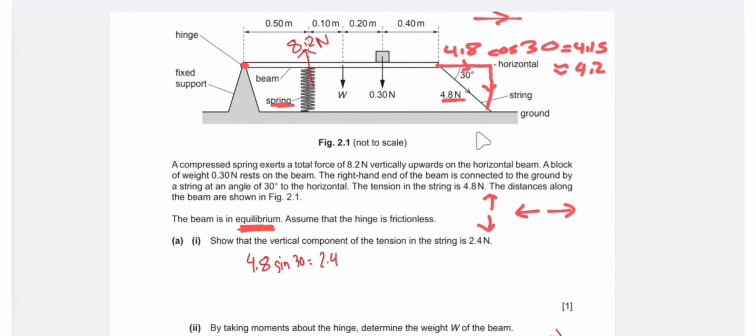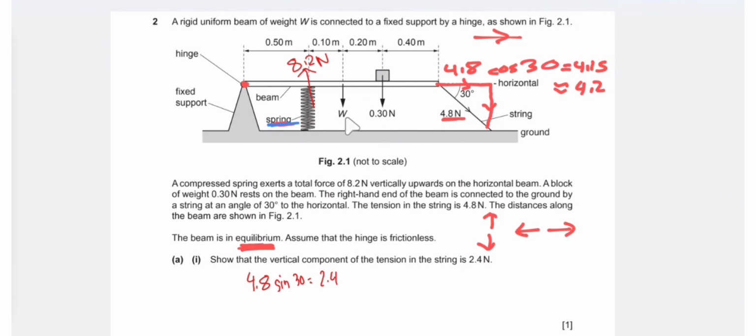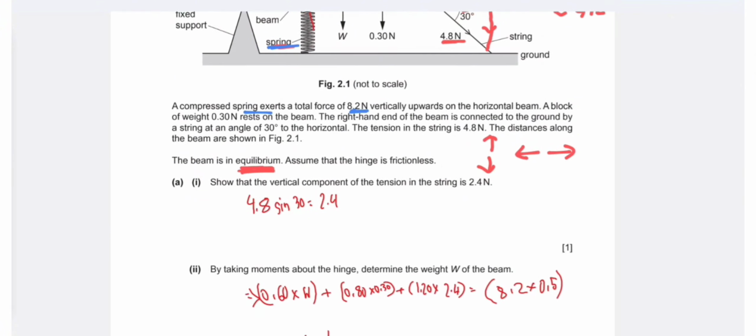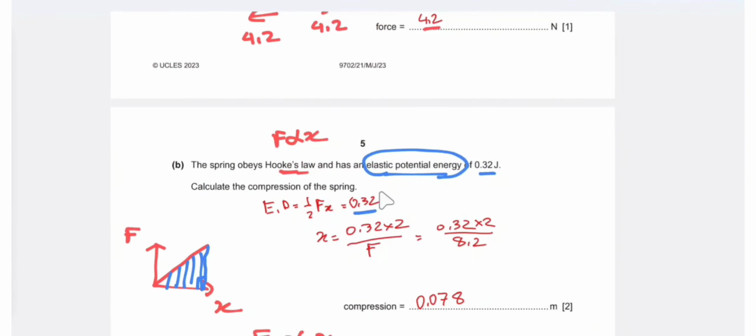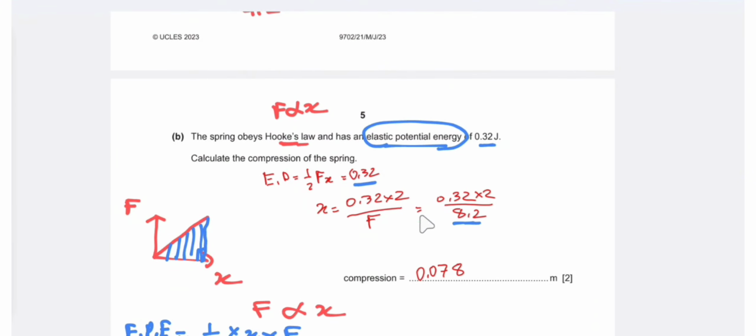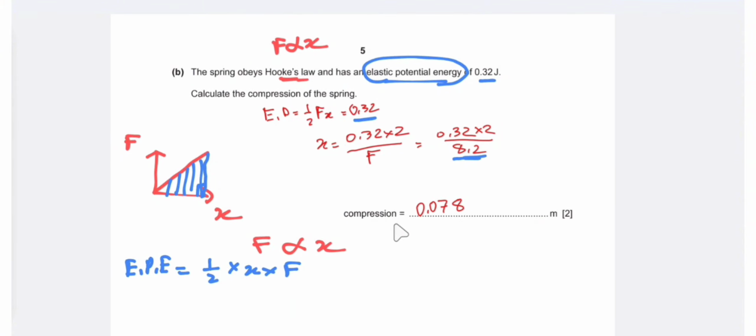So what is the force by the spring? A compressed spring exerts a total force of 8.2 Newton vertically upward. So the force exerted by the spring is 8.2 Newton. So we know the value of force. So extension is equal to 0.32 into 2 divided by force, and the force is 8.2 Newton. After substituting the values, we get the compression as 0.078, to two significant figures.